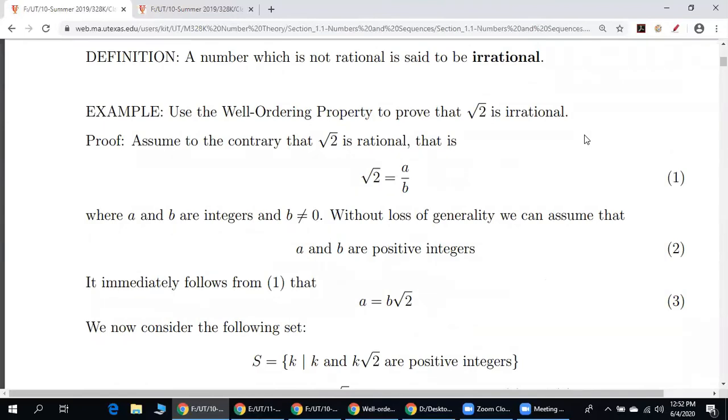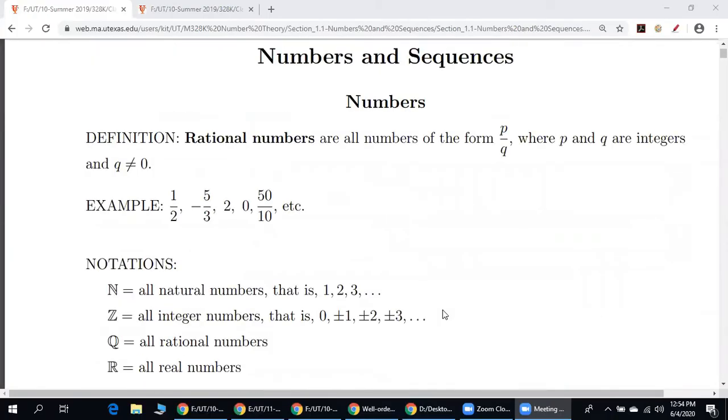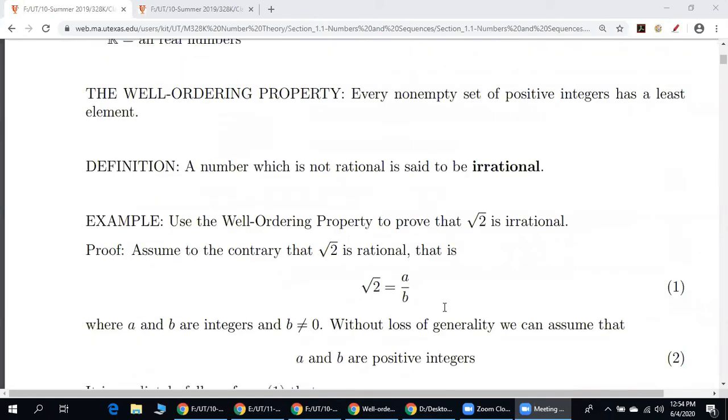Yes. Other questions? By the definition, a number that is not rational is said to be irrational. Yes. So essentially, if I'm understanding correctly, that would mean that a number that is not in the rational set is irrational. So despite the fact that the definition of irrational numbers is written, it does not necessarily mean that irrational numbers exist. This has to be proven. And this is exactly what we prove in this example.